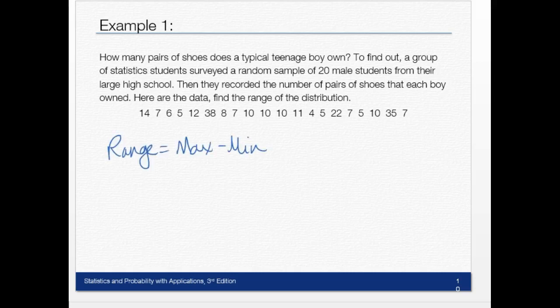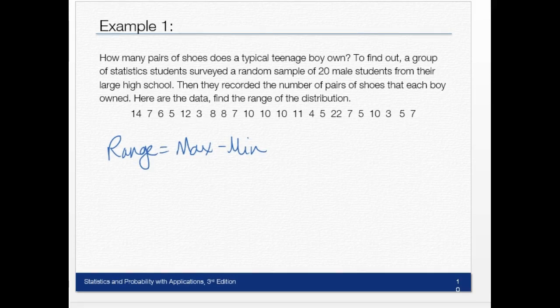All right, so look at our list here. Range is just maximum minus minimum. So our maximum number of pairs of shoes was 22, and the minimum is 3. So if I subtract, then my range is just 19, and I'm done. That's it. That's all you have to do if they ask for range.